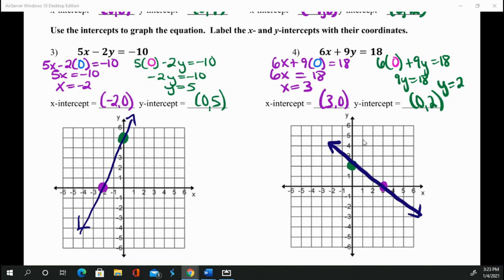That's it for the problems that were on our Jamboard practice assignment that we completed in class for 3-4, graphing linear equations in standard form by finding the x and y intercepts.